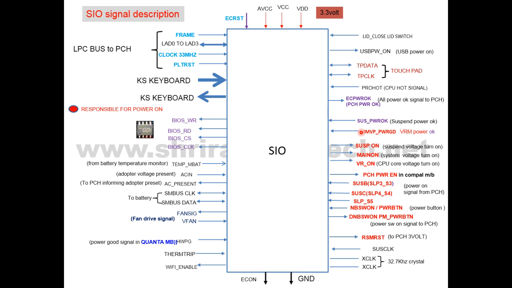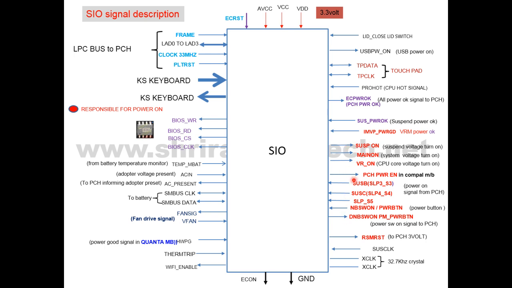Then this signal is called the IMVP power good, or the VRM power good, or the V gate. These are the 2 or 3 names. The definition of the IMVP power good signal is that the core voltage is perfectly alright; the CPU core voltage is working fine. That is the meaning of that signal. If you have a laptop with a problem related to the CPU core section, then straight away you can check this signal. First of all, this VR on comes out from the SIO. You turn on the core voltage, and then the CPU core department sends out this signal, that is called the IMVP power good.